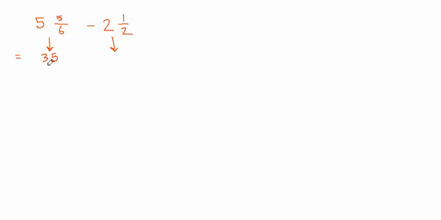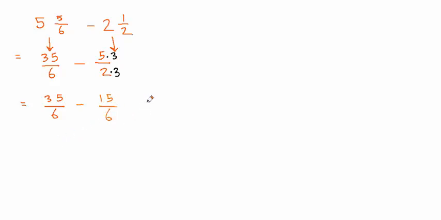So we have 35/6 for 5 and 5/6, minus 2 times 2 is 4. 4 plus 1 is 5, so 5/2. The least common multiple of 6 and 2 is 6. Therefore, no need to change this fraction. It's still 35/6. And then if you want to change the 2 to a 6, you want to multiply it by 3. And then do the same on the numerator, so that we have a 15 on the top, 5 times 3 is 15, and a 6 on the bottom.